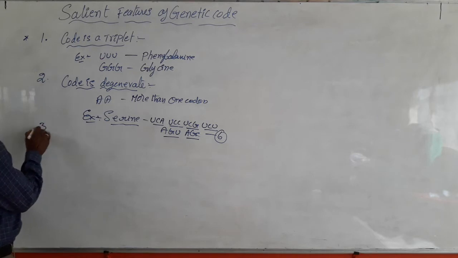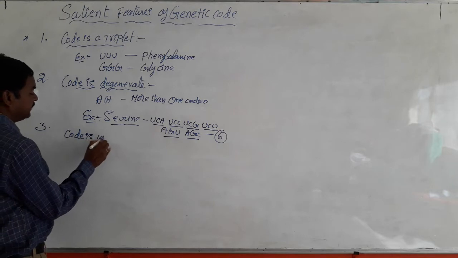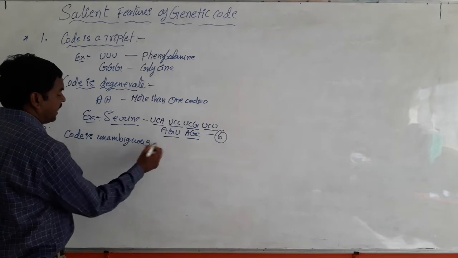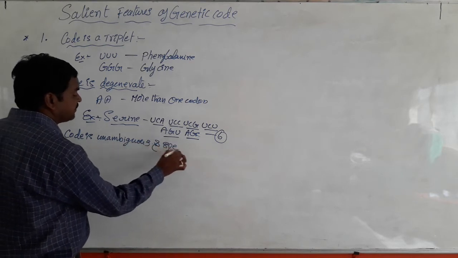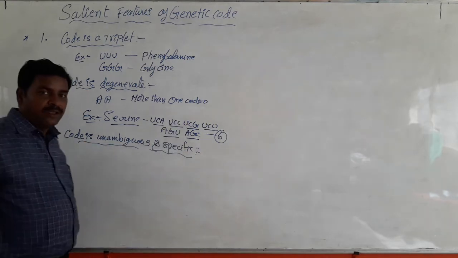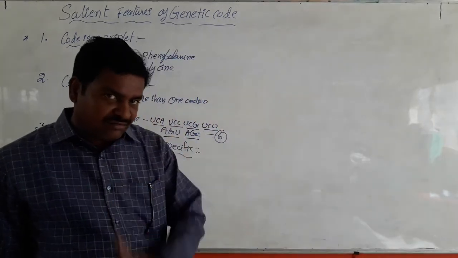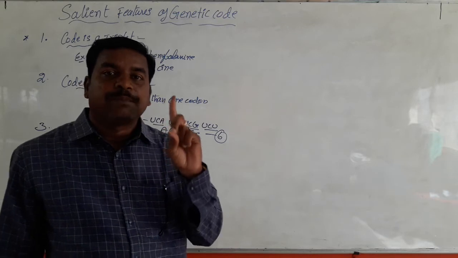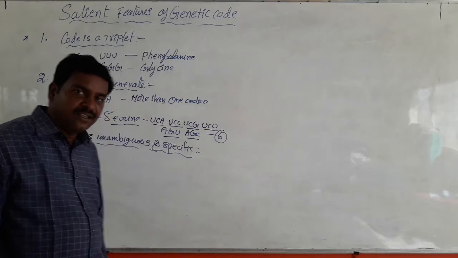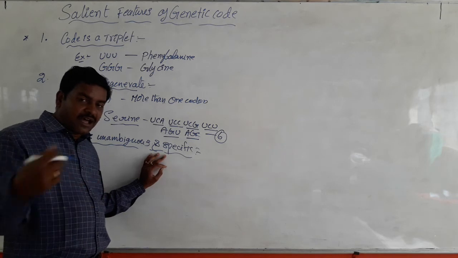Now, coming to another one: code is unambiguous and specific. Code is unambiguous and specific means a particular codon will code for a particular amino acid, but not any other amino acid.